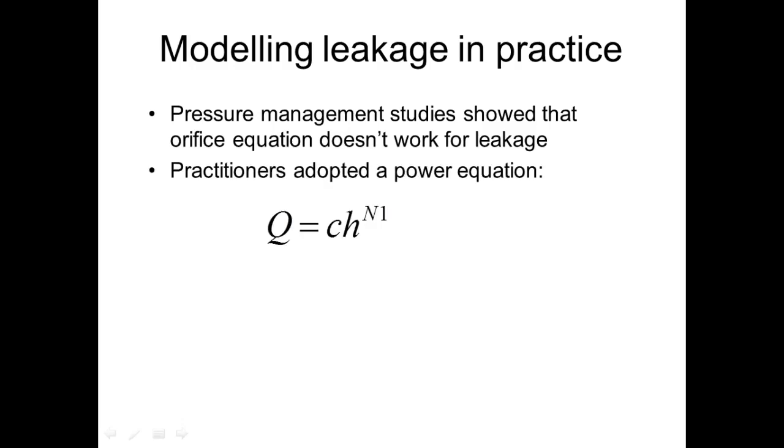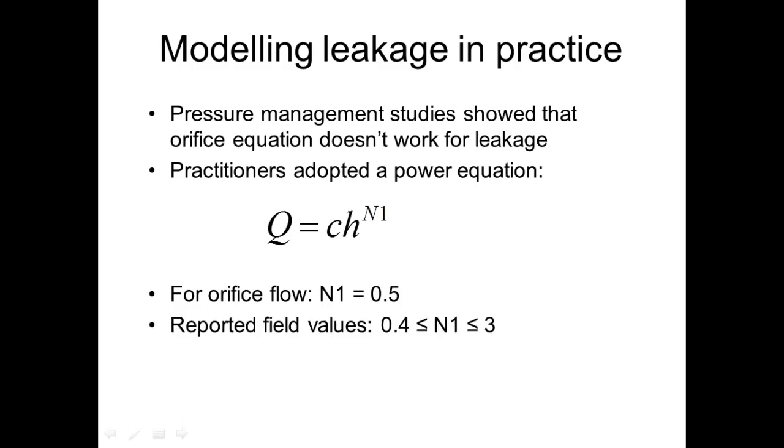So what they'd adopted is just a power equation, and they're using this N1. N1 is a term used in the leakage practitioners community for an exponent, a leakage exponent, which should be 0.5 theoretically, according to the orifice equation. But in practice, they measured a range from 0.4 to 3, which, because that's an exponent, makes a huge difference to the behavior of the system. And so my interest in this problem became, why is this happening?